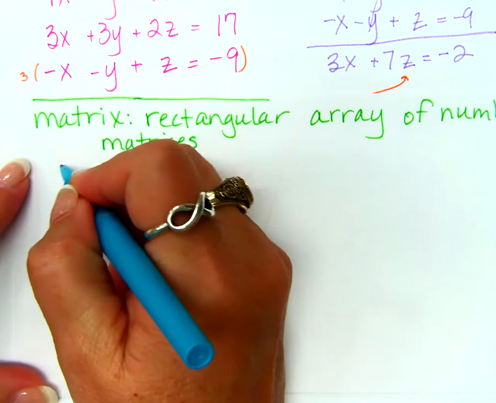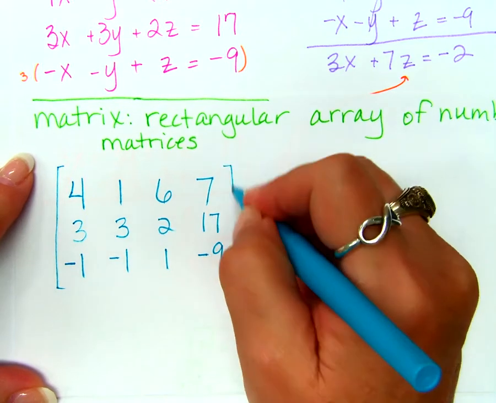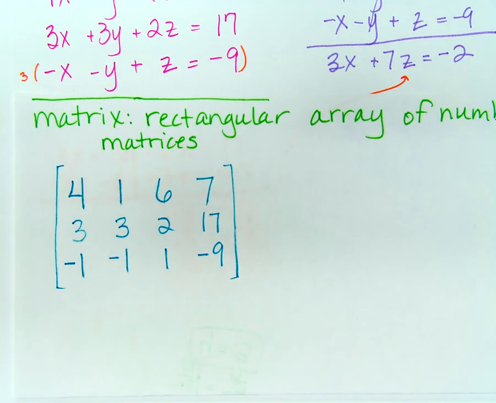Now, to make it a matrix, it kind of has these little bars around it. That's like the matrix home. That's the house. Or the school, yeah. Okay.